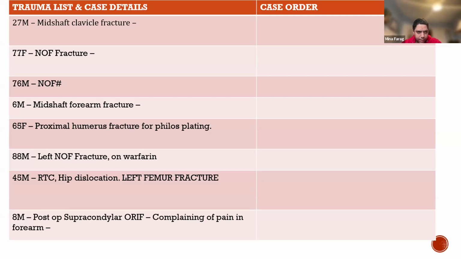And then 65 female proximal humerus fracture for Philos plating. I would want to know the timing of the injury and if it is a closed neurovascular intact injury. Neurovascular intact. They're not sure about timing. Patient is low function, living in a care home, and she's got significant dementia. Perfect. Okay. So it's unlikely that we will operate. And is it dislocated? Fracture dislocation? No dislocation, just proximal humerus.